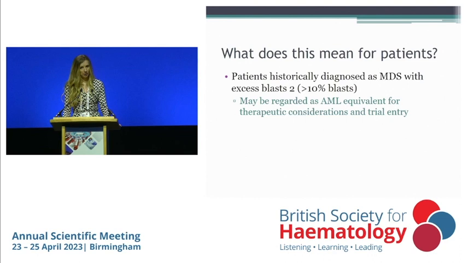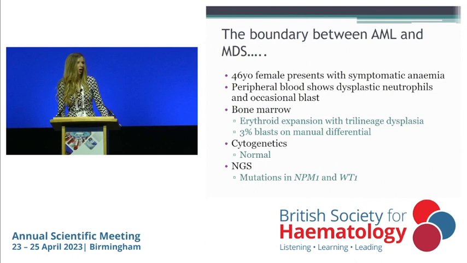And really just on the other end of the spectrum with this boundary between AML and MDS, this is actually a case that we had a few weeks ago. Some of the cases may have been fictional, but this one is actually real. This was a 46-year-old female who presented to us with symptomatic anemia. Peripheral blood showed dysplastic neutrophils and the occasional blast. The bone marrow showed erythroid expansion, trilineage dysplasia, and 3% blasts. Cytogenetics was normal, and then NGS showed mutations in NPM1 and WT1.